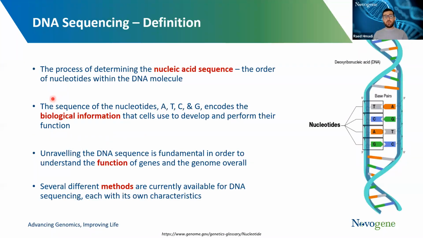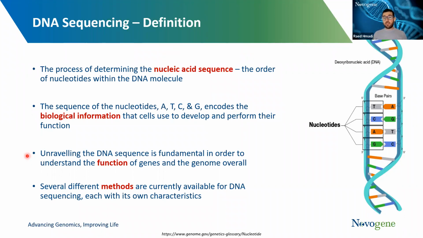So to start with, we know that DNA sequencing by definition is the process of determining the nucleic acid sequence. In other words, we are interested in determining the order of nucleotides within the DNA molecule. In fact, the sequence of the nucleotides that we know as A, T, C, and G is responsible for encoding the biological information that cells use in order to develop and perform their function. Understanding or unraveling the DNA sequence is crucial and fundamental in order to understand the function of genes and the genome overall.